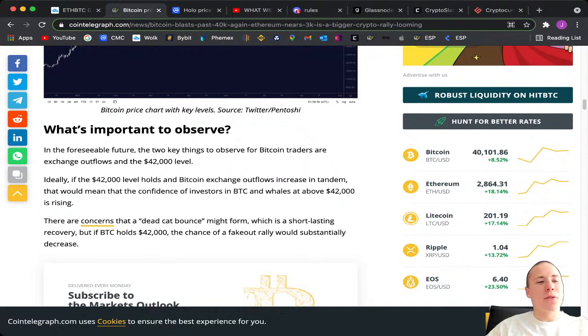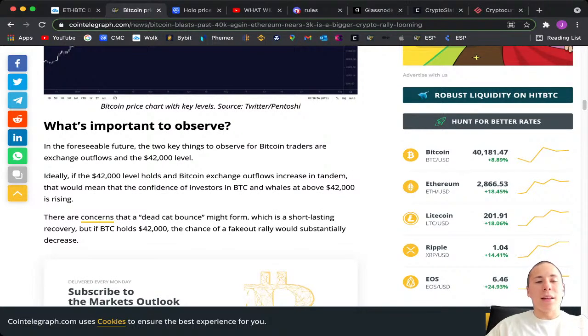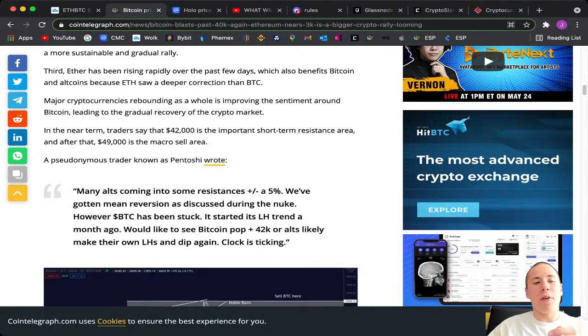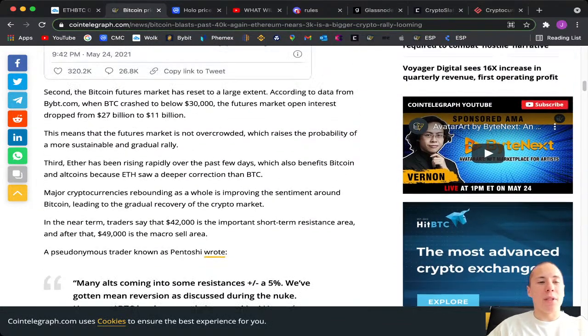And ideally, the 42,000 level holds and Bitcoin exchange outflows increase in tandem. And what are they actually trying to say with these increased levels of exchange outflows and inflows? That would mean that the confidence of investors in Bitcoin at above $42,000 is rising. So yes, that would mean that the investors are once again confident. They are willing to invest in Bitcoin once again, and that is just something very, very good that would be happening if we see it.